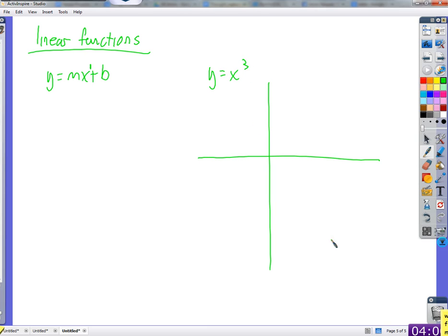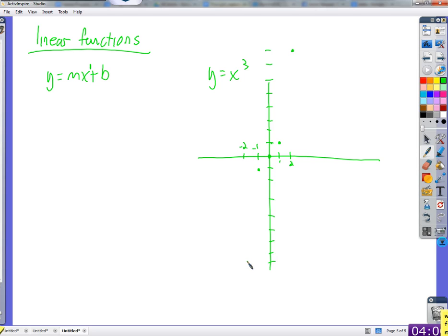Okay? Let's see what we put in and what we get out. When you put in a 1, what do you get out of this? You cube 1, you just multiply it by itself, right? 1 times 1 times 1, you get 1. What do you get when you cube 2? 8. This is getting big fast. What do you get when you cube 0? 0. So it goes through here. What do you get when you cube negative 1? Negative 1. Cube negative 2?